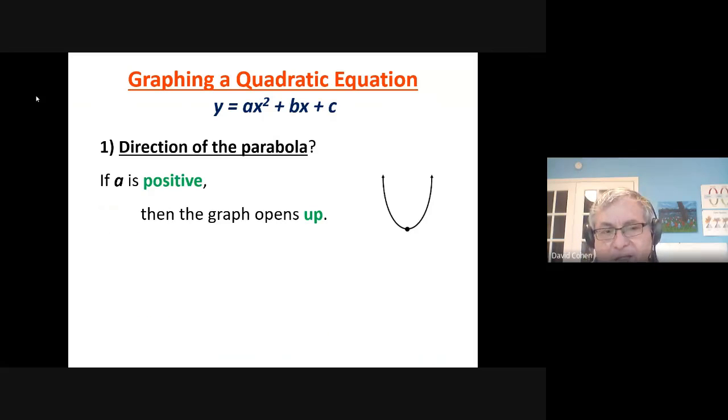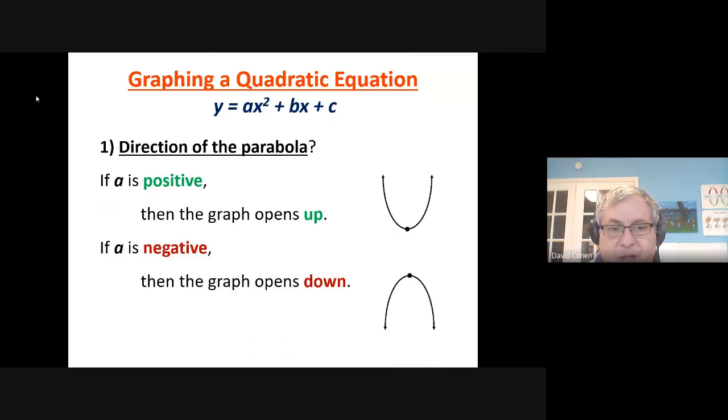If a is positive, remember it cannot be 0, even if it is a positive very small fraction, which would make it super wide, then the graph opens up. If a is negative, even if it's a really big negative number, like negative 100, then the graph opens down. In the case of negative 100, it'd be very skinny.